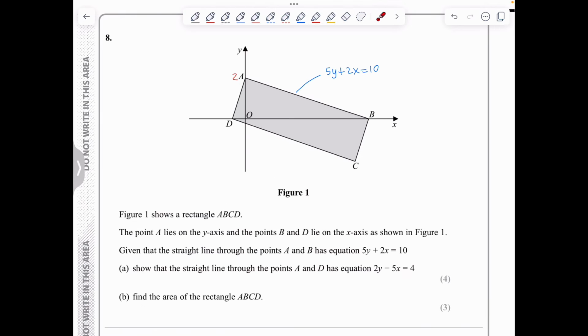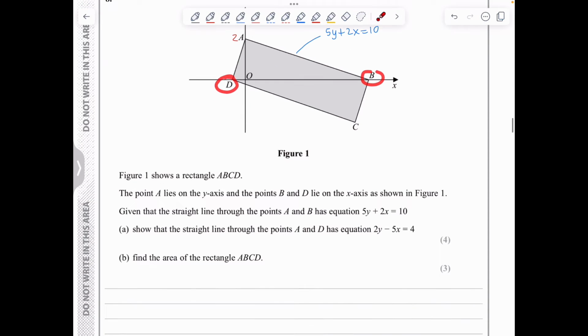We are then asked to find the area of the rectangle ABCD. So I will start by finding the coordinates of D and B. We know that at B, it's a cut on the x-axis, so y is 0. So if y is 0, this means that 2x is equal to 10, and we have that x is 5, which means that B has coordinates (5, 0). So on my diagram, this is 5 here.